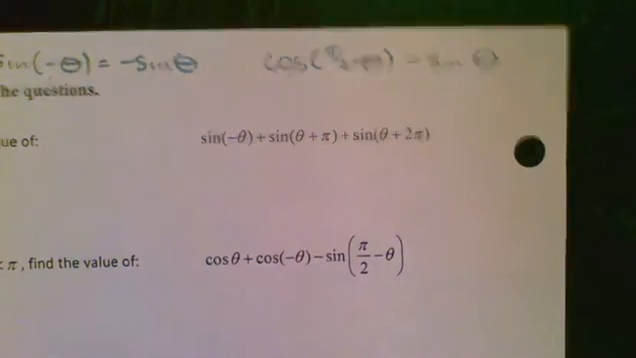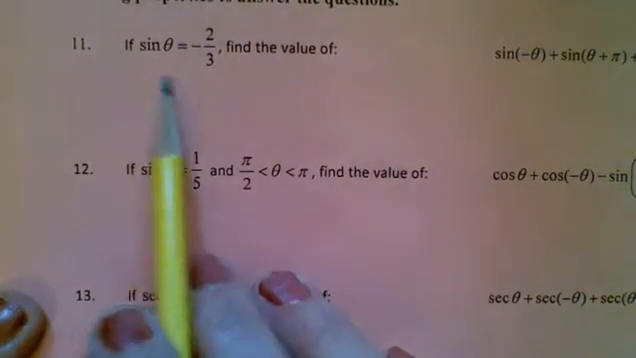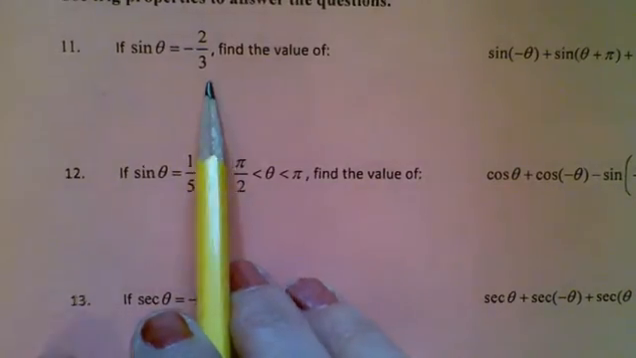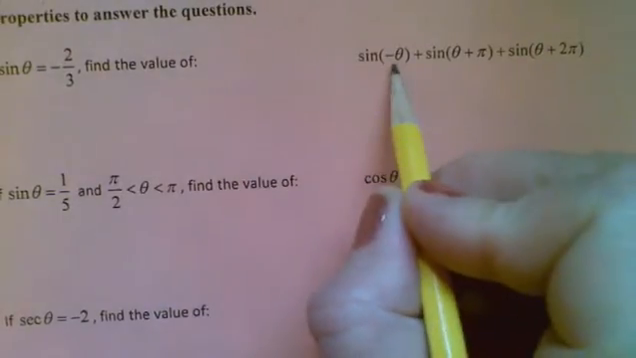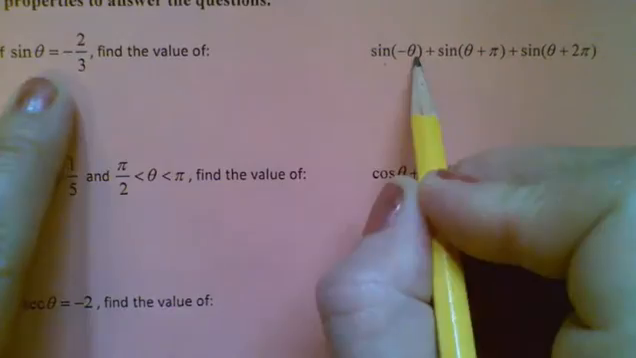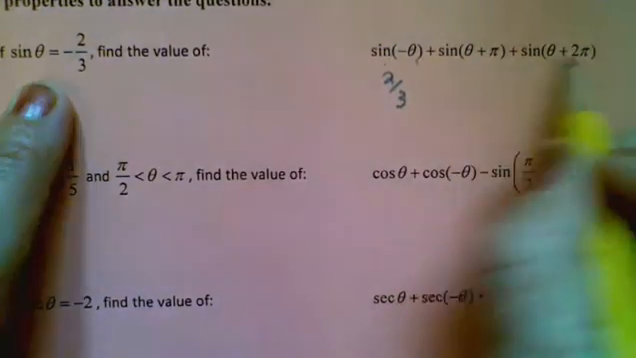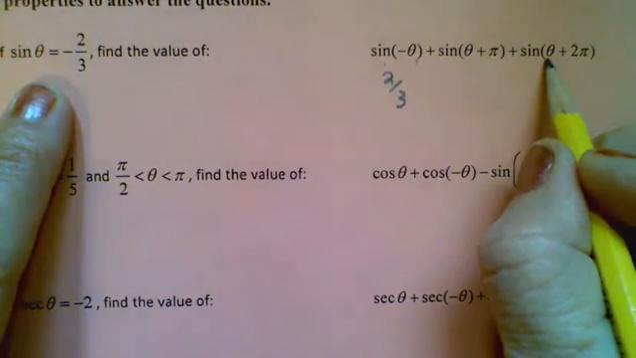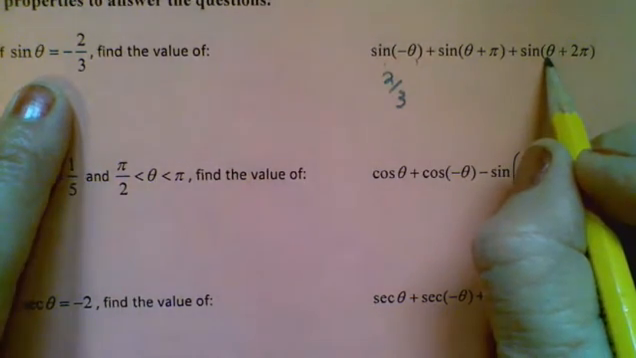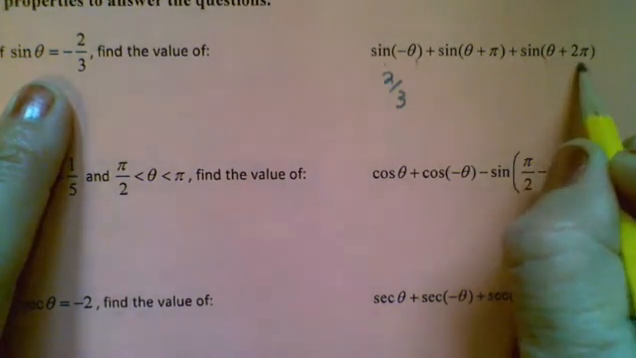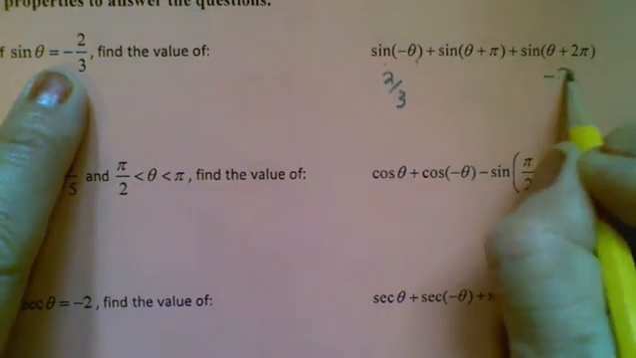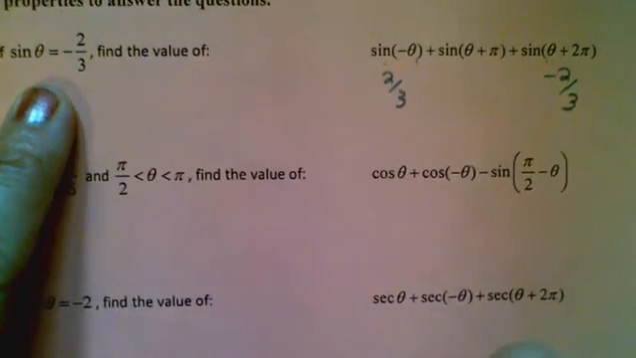Okay? So in number 11 then, it says the sine is negative 2/3. It asks you to find the sine of negative theta. Again, it's odd, so that will be positive 2/3. We can do this one over here right away. We also need to know the period. Remember, the period of sine is 2 pi. So when you see theta plus 2 pi, it's the same as what I started with, negative 2/3.